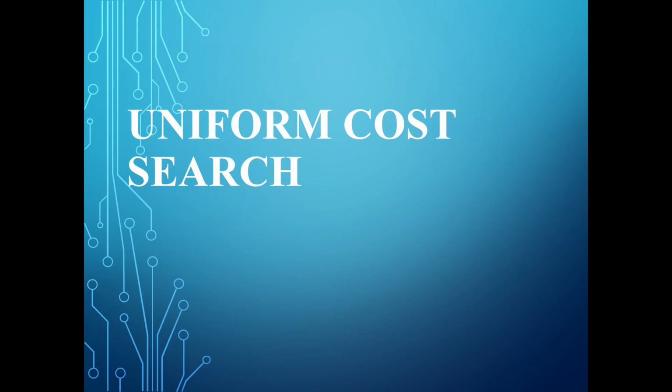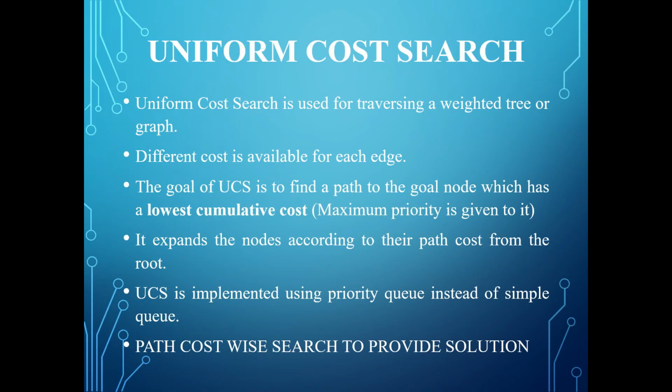Next, uniform cost search. Uniform cost search or UCS is commonly used when each edge in the graph has a different cost. UCS does not look for the shallowest node. Instead, it always expands the least cost path. It uses a priority queue where the node with the minimum cumulative cost is expanded first. UCS is implemented using a priority queue instead of a simple queue.